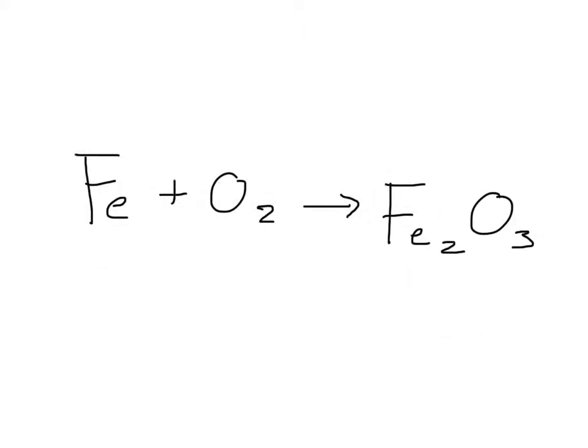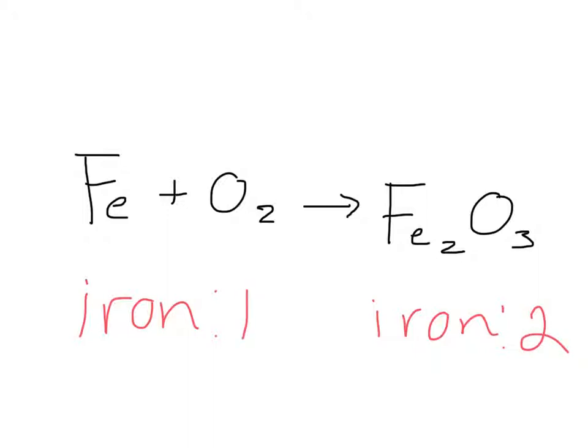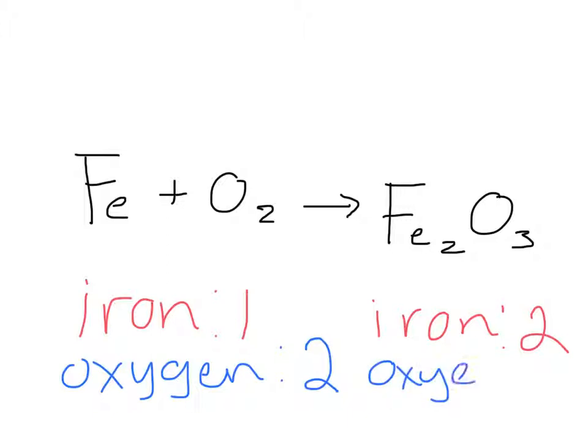If we count the number of atoms of each type on both sides of the equation, we see that there are 2 iron atoms in the products and only 1 in the reactants, and there are 2 oxygen atoms in the reactants and 3 in the products. So this is unequal, meaning that the equation is unbalanced.